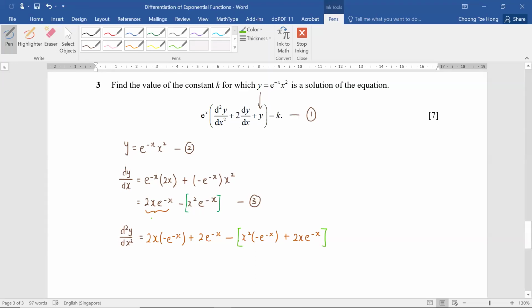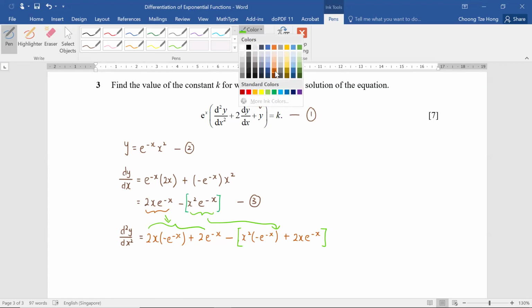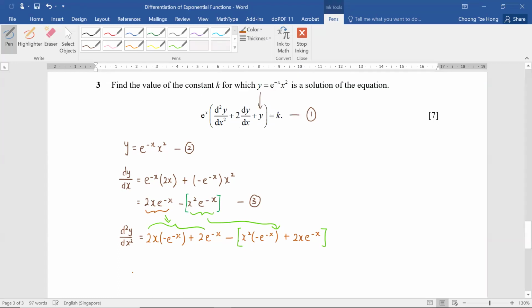Right? So when you differentiate this, you end up with this, okay? Then when you differentiate this one, you end up with the thing inside the green bracket. Okay, then from here, we're going to start to simplify everything. Let's just put a negative sign in front. Just be very careful with this step, alright?